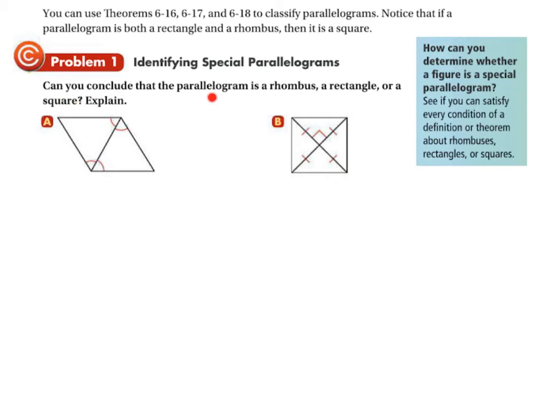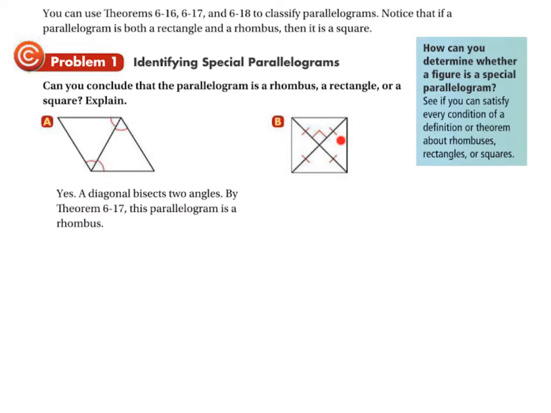Now, can we conclude that the parallelogram here or here is a rhombus, rectangle, or a square? Explain. Well, we see that we've got the opposite angles bisected. And recall from the theorems that we just went over, if opposite angles are bisected, then we know that we are dealing with a rhombus. Okay, so the diagonal bisects two angles, therefore it is a rhombus.